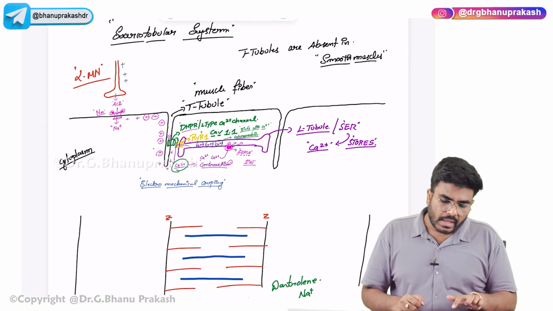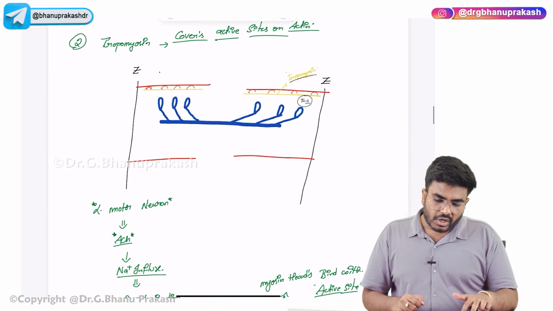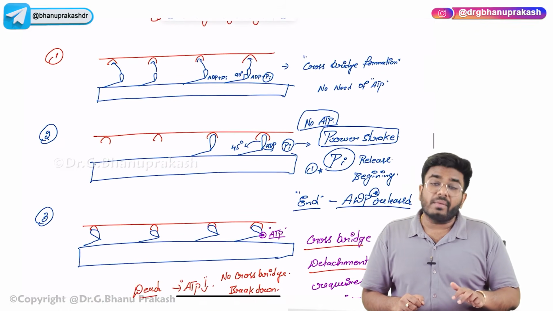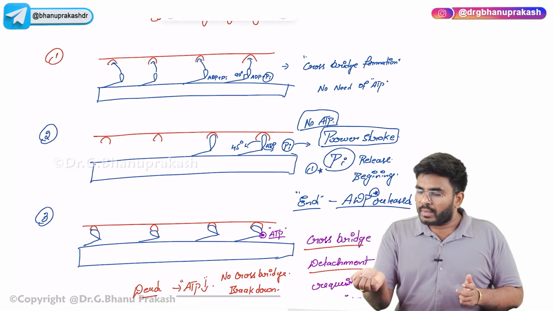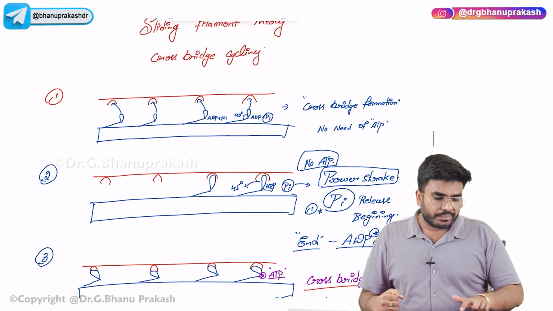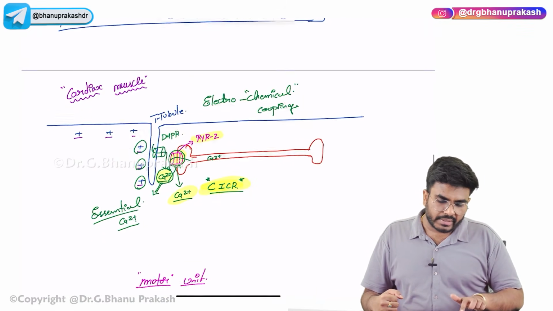We have also discussed the cross bridge cycling, that is, when ATP is required: when the power stroke is happening, and cross bridge detachment requires ATP. So this sliding filament theory is also completed.